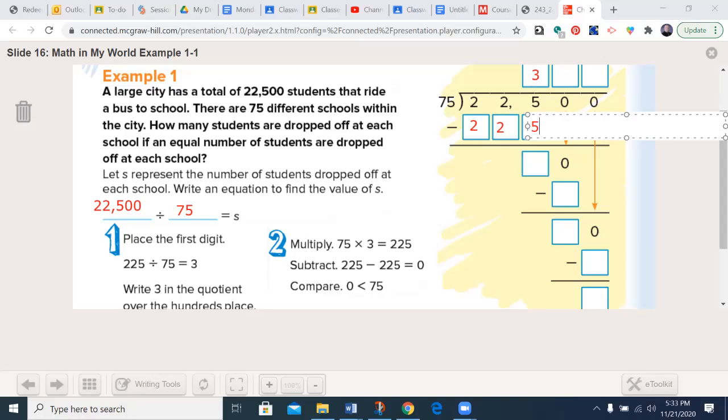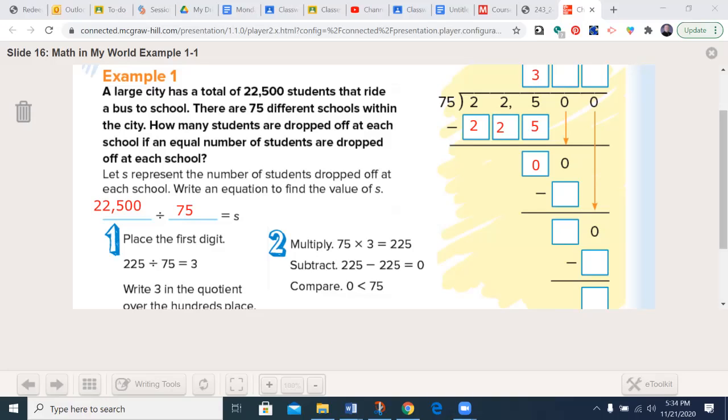Go ahead and write that in. And when you subtract, you're going to get a 0, which is less than 75. And you're going to notice in your packet, steps 3 and 4 are located on the slide. I'm not going to change my slide, only to avoid having to retype things in. So our next step, when we divide, multiply, subtract, compare, and bring down, we have to bring down a 0.